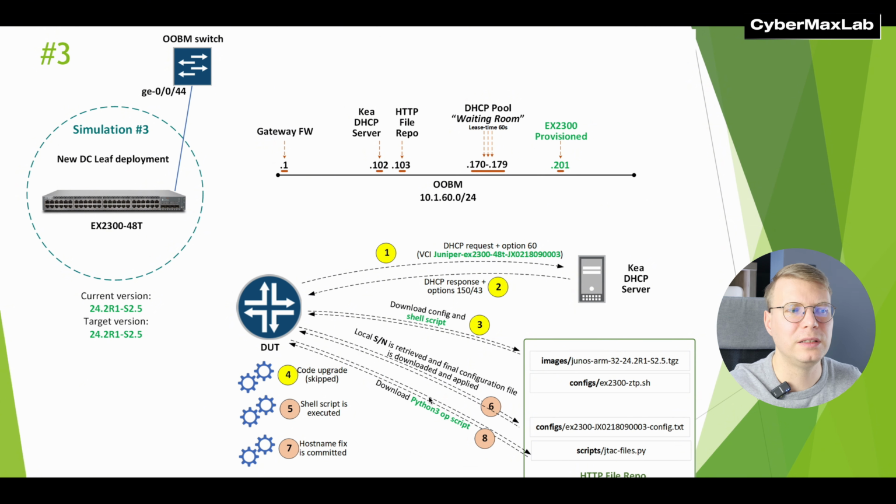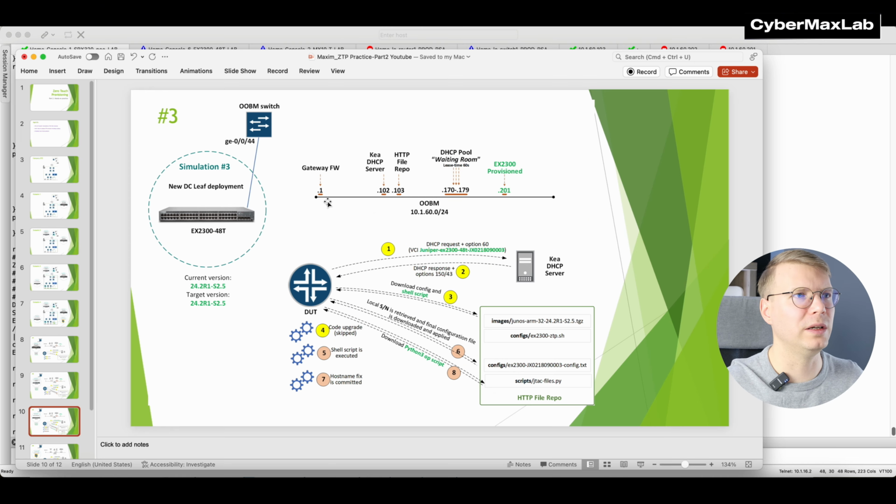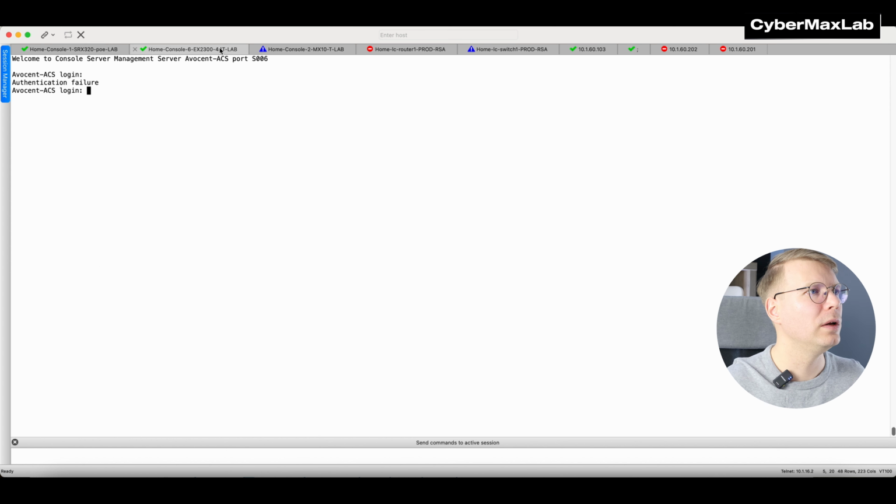And in step 8, it will go and fetch the Python 3 op script from the repo and save it to the proper folder. So basically, it's killing two birds with one stone. We are simplifying the DHCP configuration. Again, just a single class is required. Plus, we are completely provisioning our DC switch, including file transfers and script setup. Let's go ahead and have a look.